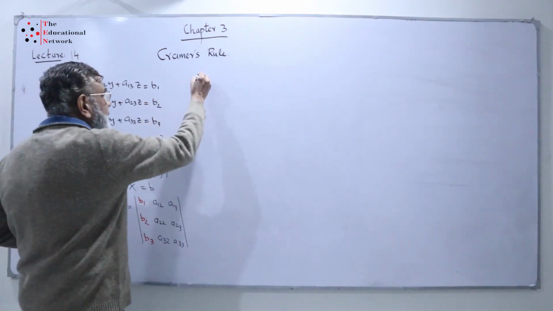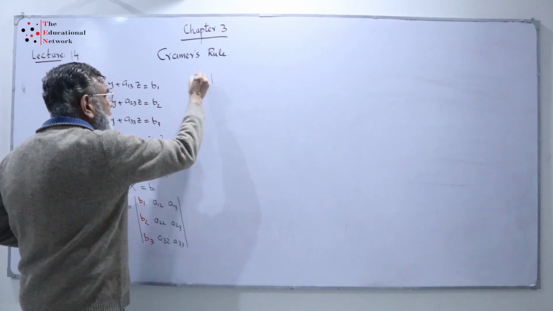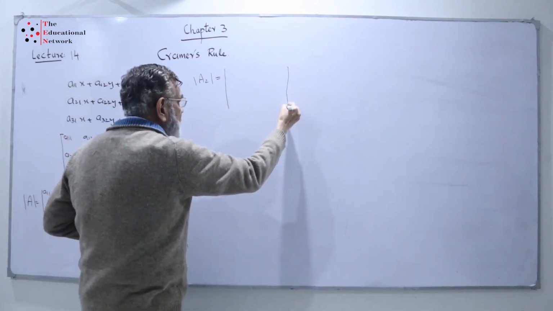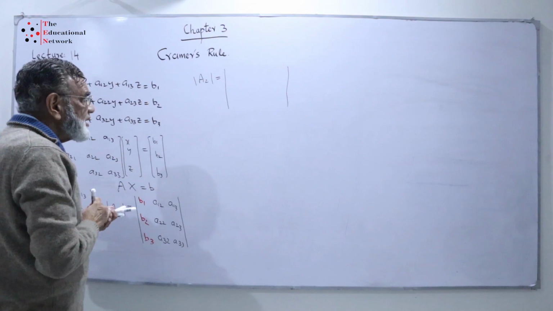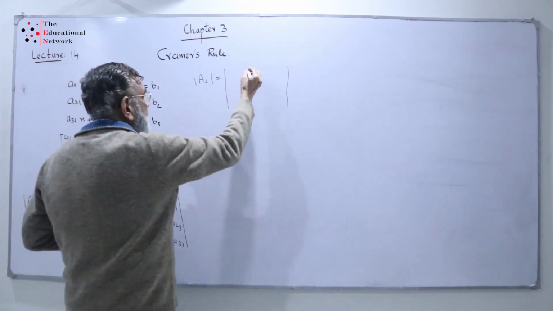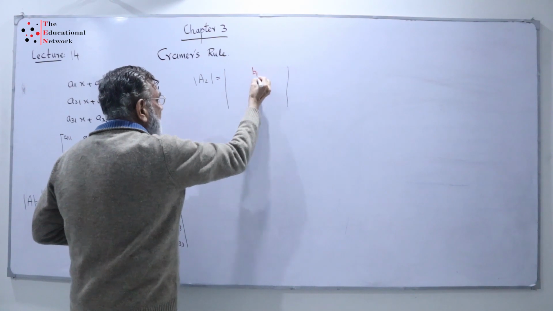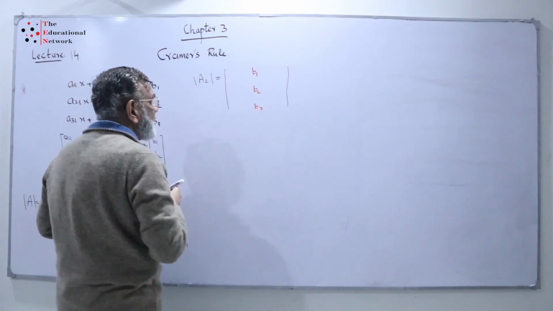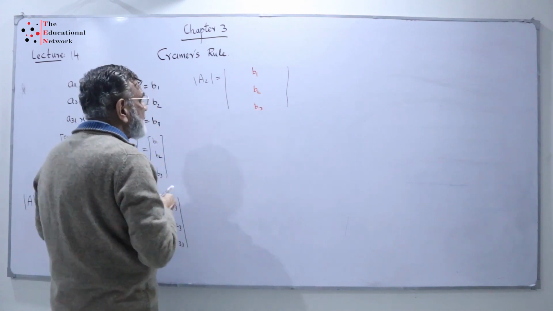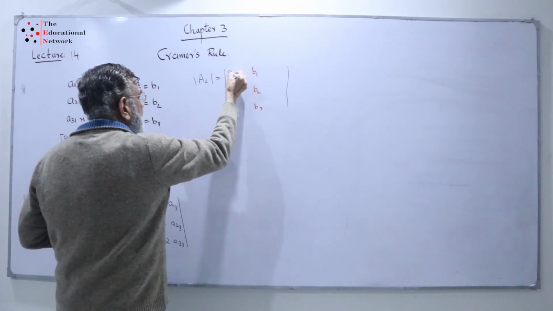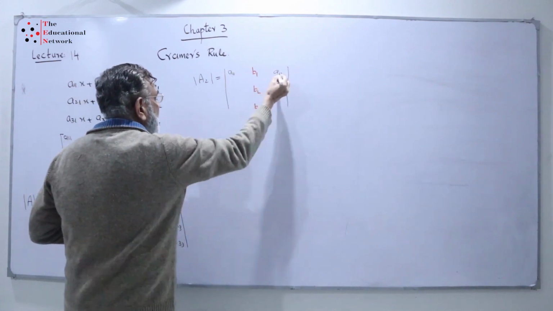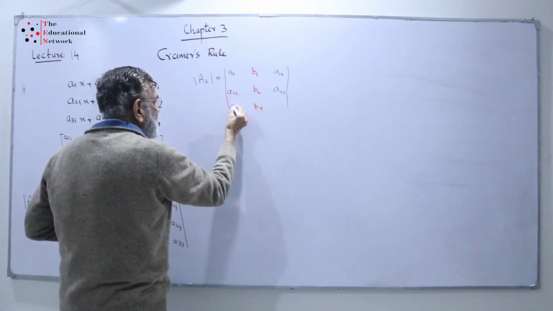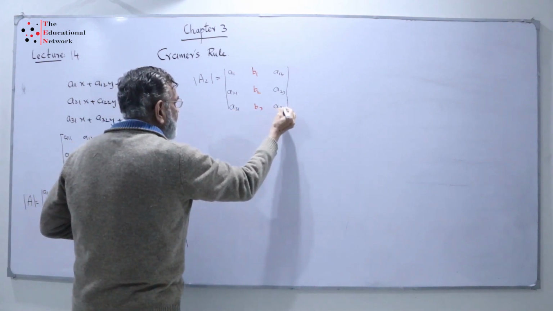Now I write matrix A2 and its determinant. For A2, I replace the second column by the constant vector B1, B2, B3. The other values remain the same. So I have A11, A13, A21, A23, A31, A33. This is my A2.